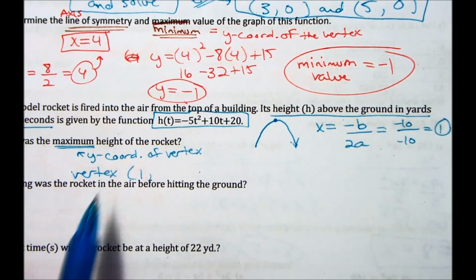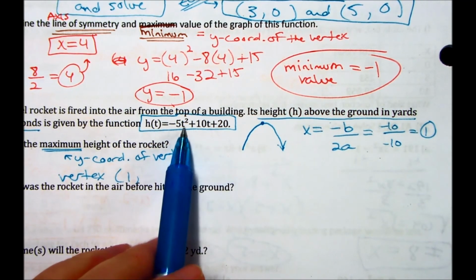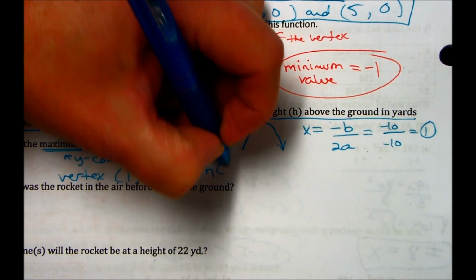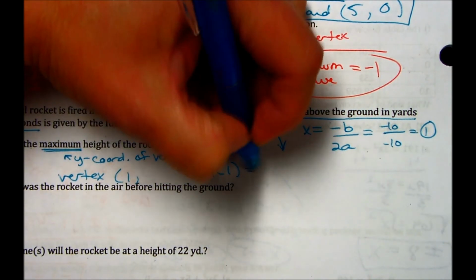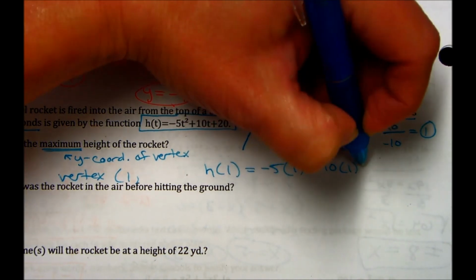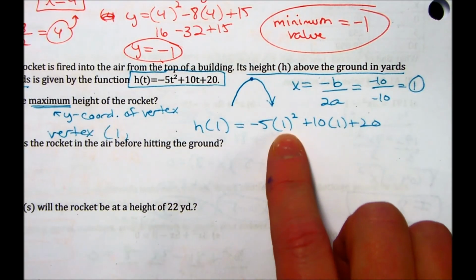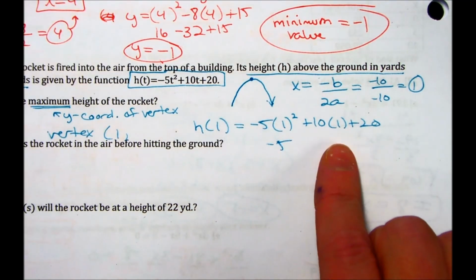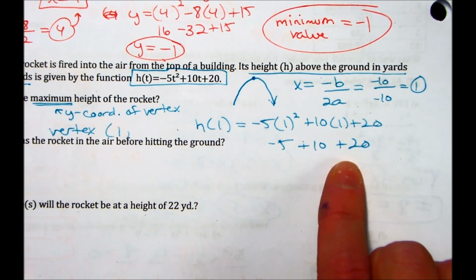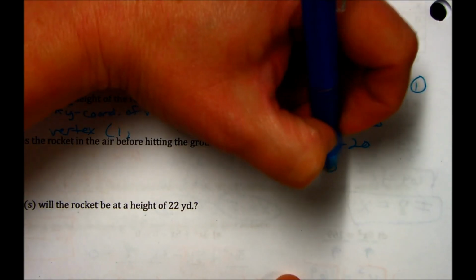So now we need to find the y-coordinate. If we substitute 1 into the equation, well, 1 squared is just 1 times negative 5 is just negative 5. So h of 1 is what we're actually doing. We're substituting 1 into the equation. So negative 5 times 1 squared plus 10 times 1 plus 20. Again, 1 squared is 1 times negative 5 is negative 5. 10 times 1 is 10, and then plus 20. So we've got negative 5 plus 30, so h of 1 equals 25.